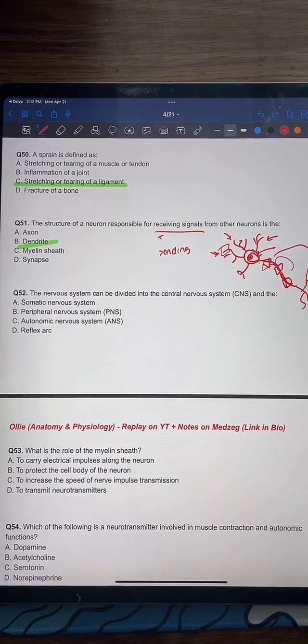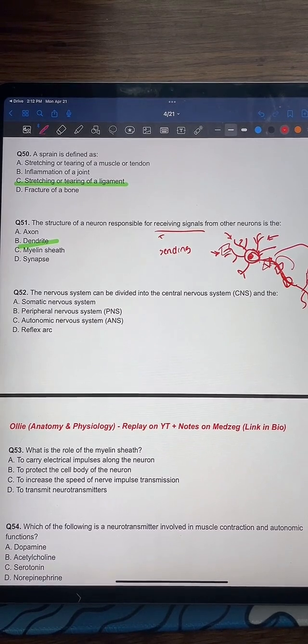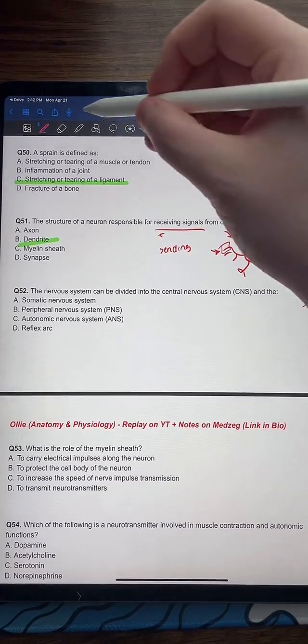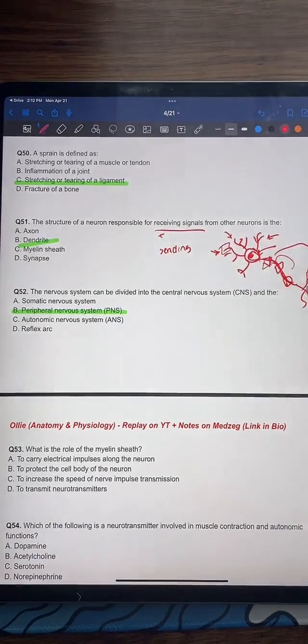52, the nervous system can be divided into central nervous system and the what nervous system? We're on number 52 now. Awesome. The answer is peripheral nervous system. Peripheral. PNS and CNS.